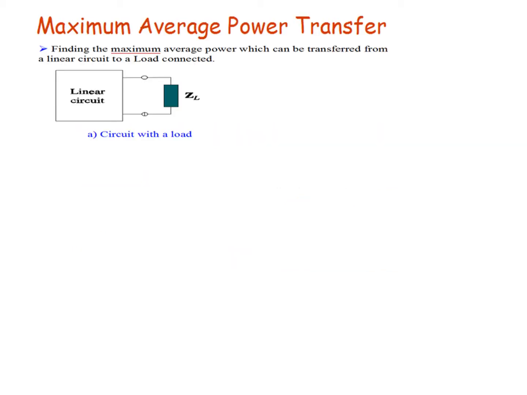So let's understand the concept of maximum average power transfer. Finding the maximum average power which can be transferred from a linear circuit to a load. So if this is a linear circuit and this is a load, we need to find the condition for maximum power transfer from the circuit to the load. First of all, we represent the circuit with the Thevenin equivalent. So this is the circuit, and then we can find the condition for the value of ZL and also the power consumed by the load.